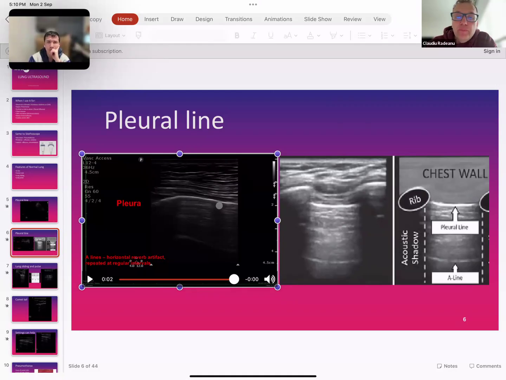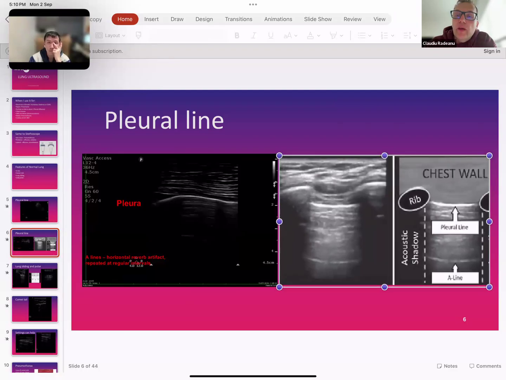This is rib here and here. I put the image here as well. Okay, so this is rib. You see hyperechoic, and then a black shadow underneath. This is rib, and in between you have here pleura.